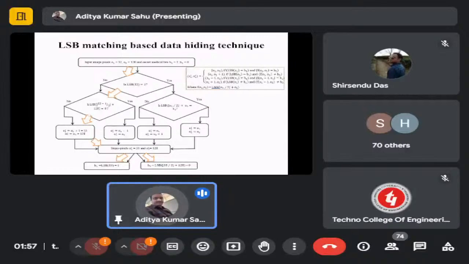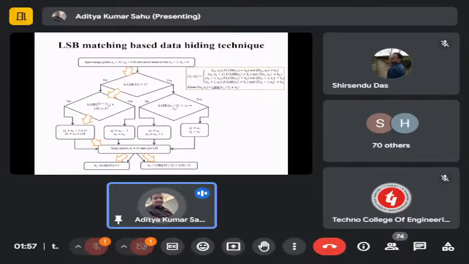If it goes to the right side, if you see the equation, the first two conditions fail. Then the stego pixel values O1 star, O2 star, the stego pixels for the corresponding O1 and O2: O1 star will be O1 plus 1, that is 32 plus 1, which is 33, and O2 star will be 128 as it is. Now this is your stego pixel.